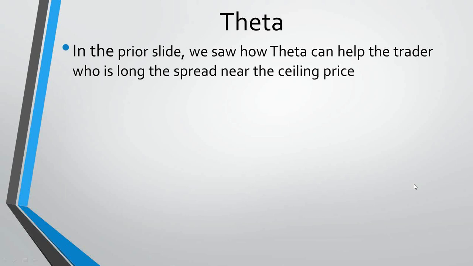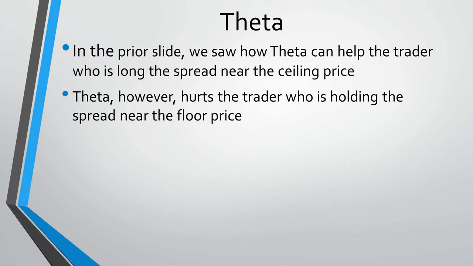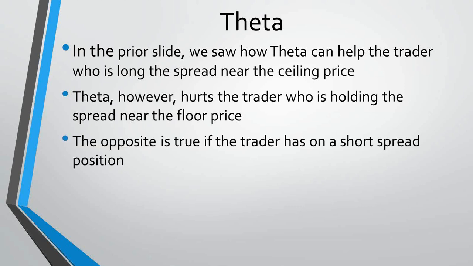That's how you can see these working together. So in the prior slide, we saw theta can help the trader who is long the spread near the ceiling price. Theta, however, hurts the trader who is holding the spread near the floor price. The opposite is true if the trader has on a short spread position. So now we're assuming that the underlying is also not moving. Time decay is always going to work against you, but that can be compensated for if the underlying is trending in the direction. So if you're long the spread and the underlying is moving up in the direction that you put on the trade, the underlying moving up will help offset some of that time decay, but you're still experiencing time decay.